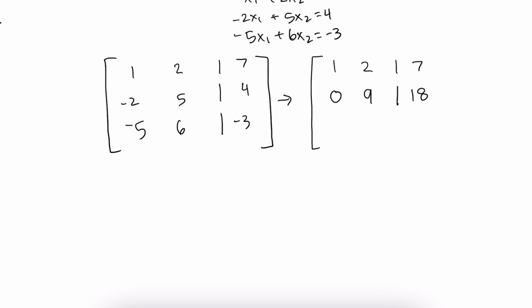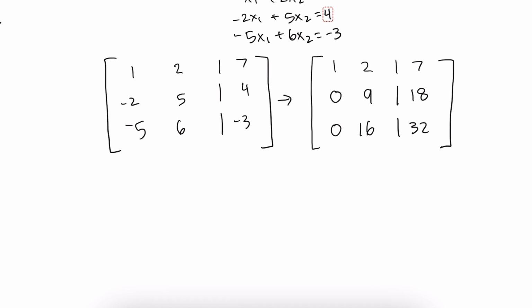Moving on to our bottom row, we want to also do the same thing. So we're going to multiply the first row by 5, and then we're going to add it to this third row, and that's going to replace the third row. So let's do 5 times 1 is 5, and then plus negative 5 is 0. 2 times 5 is 10, plus 6 is 16. And then 5 times 7 is 35, and then minus 3 is 32. So now we eliminated, or we replaced these bottom two numbers with 0.